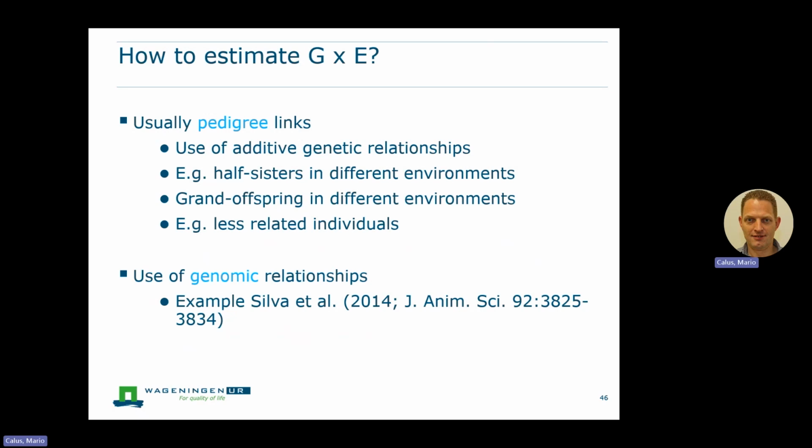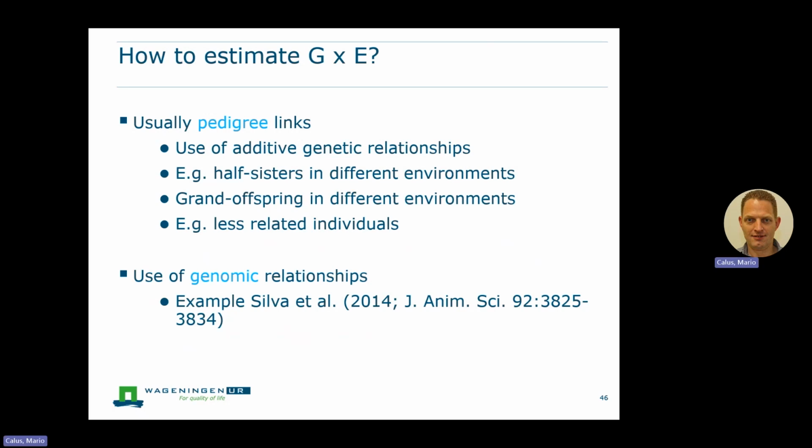And then the stronger the relationships between the individuals in the two environments, the better the information is to estimate the G by E. So if we have half siblings, the relationship between those is 1/4, right? And that's in many cases probably the best thing we can do.